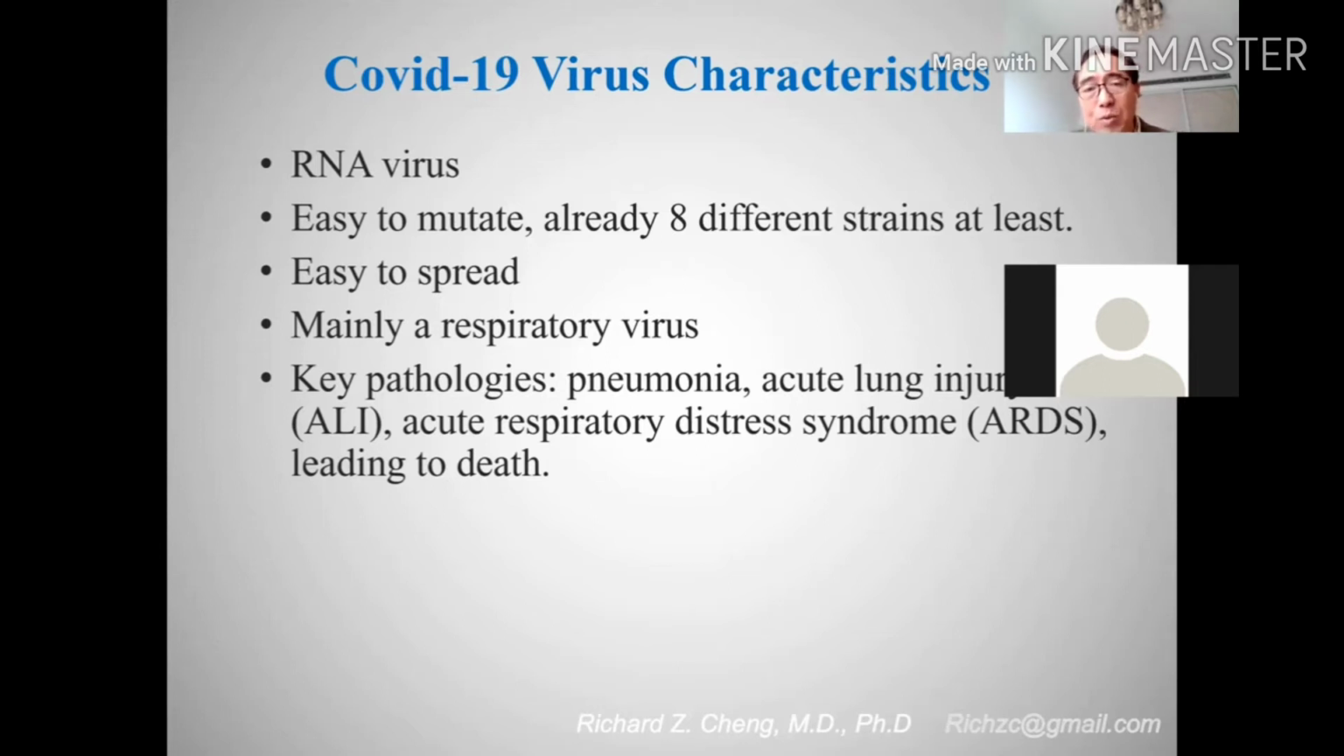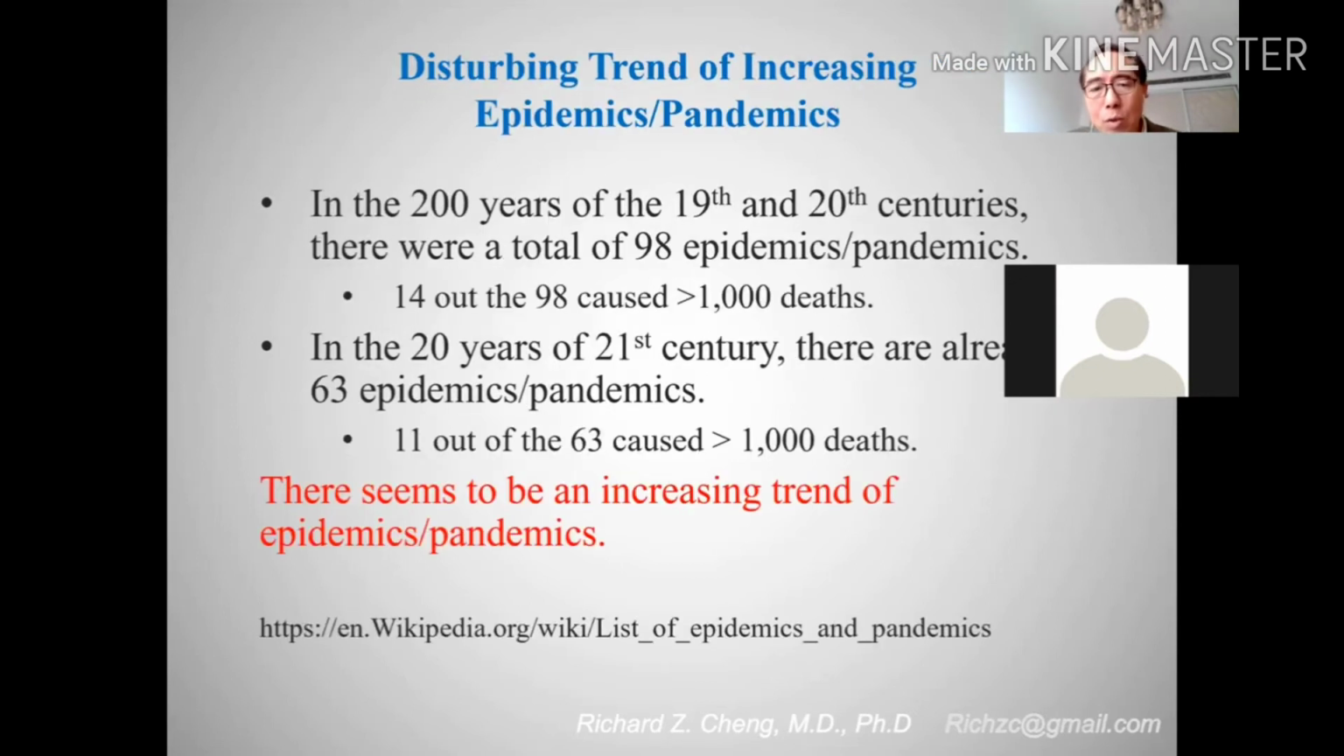And as far as we know, there are at least 8, actually some reports showing several dozens of different strains. And it is very easy to spread, and it's mainly a respiratory virus. It starts from your lungs first. And in the lungs, the key pathologies are it causes pneumonia, acute lung injury, and acute respiratory distress syndrome, and some people may die, as you know. What does all this mean?